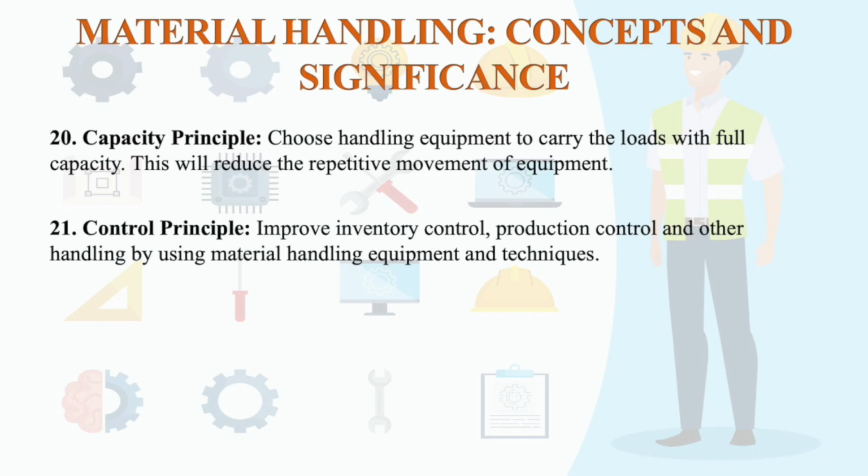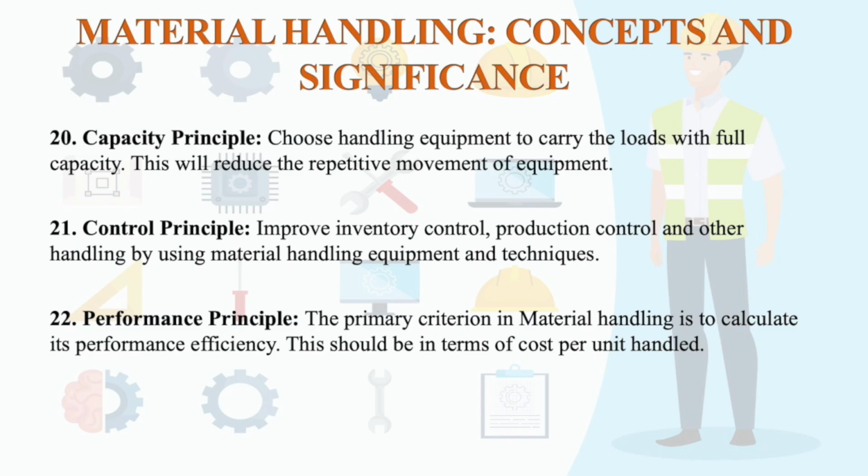Control principle: improve inventory control, production control and other handling by using material handling equipment and techniques. Performance principle: the primary criterion in material handling is to calculate its performance efficiency. This should be in terms of cost per unit handled. These are the various principles of material handling. Now the material handling equipment. What type of equipment do we have to use?